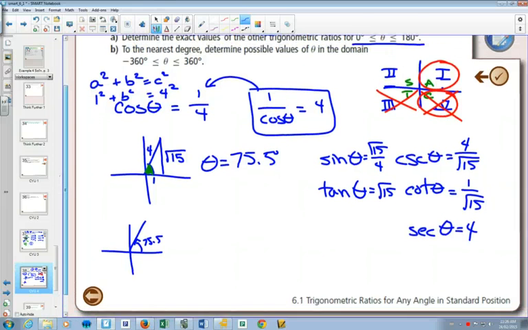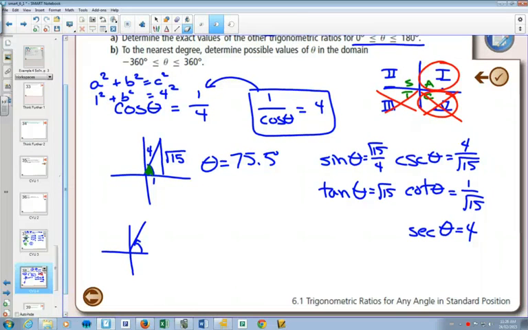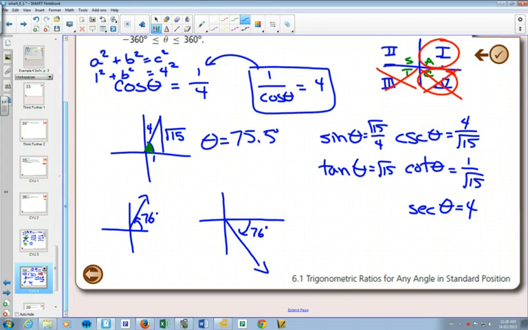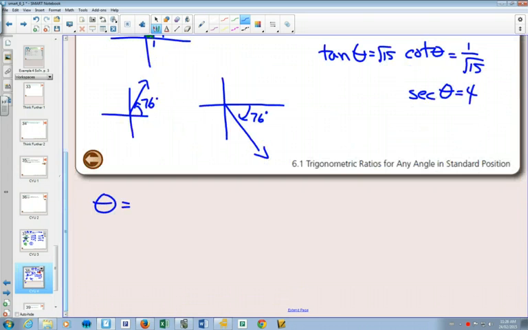Does it say what I need to round to? To the nearest degree, so we can already make this 76 degrees. And we know that we could have a reference angle of 76 degrees in quadrant 4. So what are our possible angles? Well, let's do the positive ones first. If I was going in the positive direction, I would have 76 degrees for the one in quadrant 1. What would this angle be in quadrant 4 if I was going the positive direction?